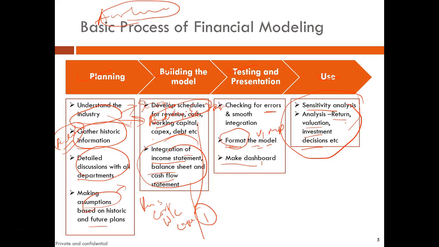If you want to sell the company, you should undertake return analysis. Step 1 comprises planning, building the model, testing, and presentation. Step 2 encompasses the use. Step 1 is where you will make the model. It is common for everyone. Step 2, on the other hand, will vary. The use will depend on which side you are on.